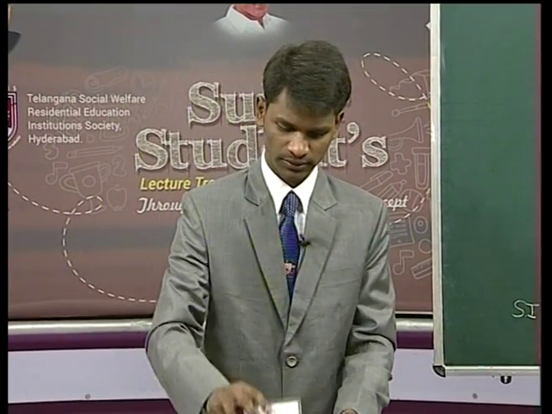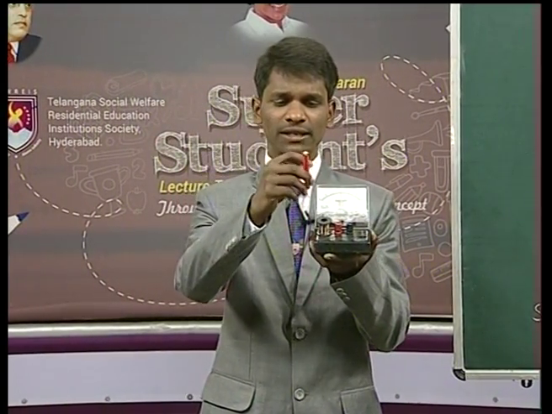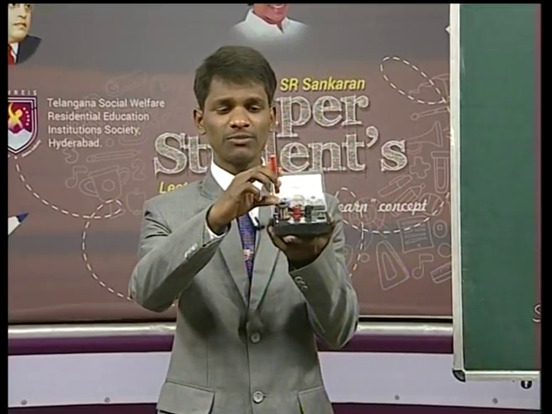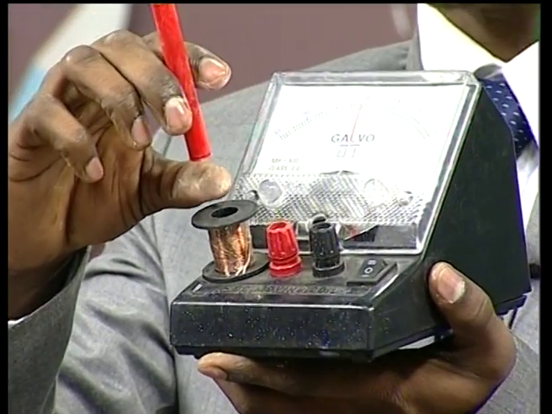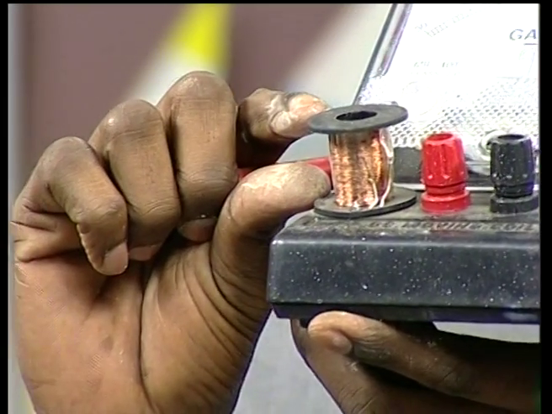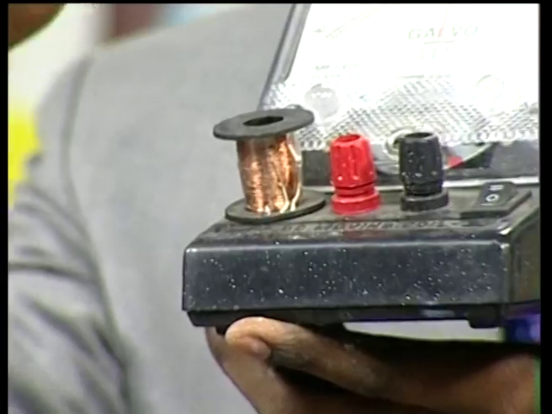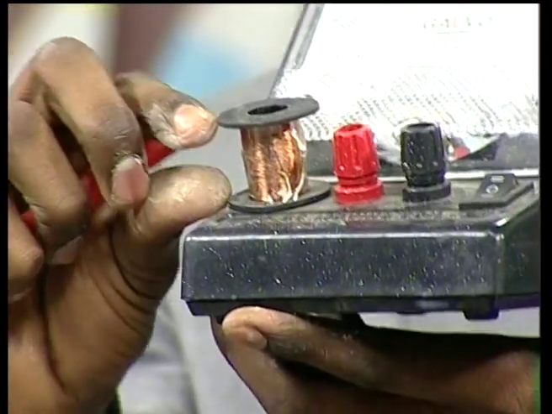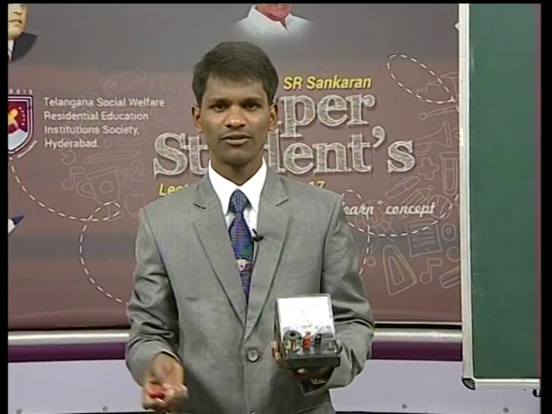Let us come to our experiment. Friends, when I am pushing this magnet into the coil, the distance between the magnet and the coil is vector B, that is magnetic field. This area is known as the effective area of the given conductor, that is vector A. The product of vector B and vector A is called magnetic flux.